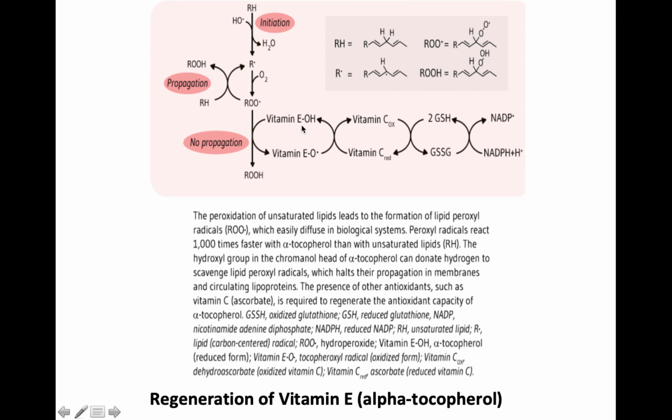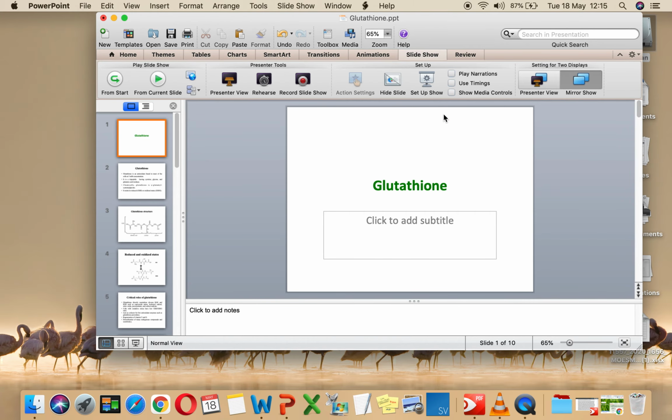This vitamin E plays an important role in neutralizing the lipid peroxides which are formed due to the presence of the reactive oxygen species. This is how glutathione is involved in the regeneration of vitamin C and vitamin E, which are the other antioxidants that play an important role in neutralizing the reactive oxygen species. Okay, so this is regarding the glutathione.